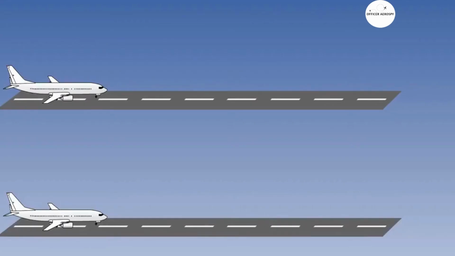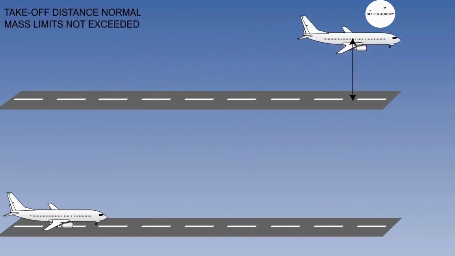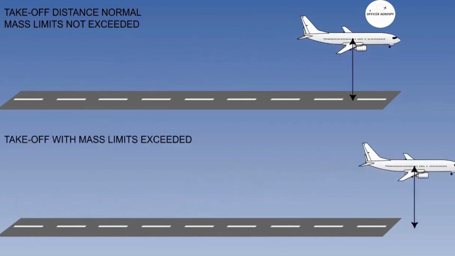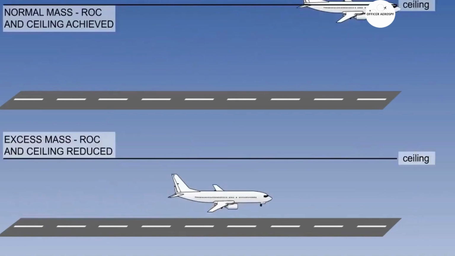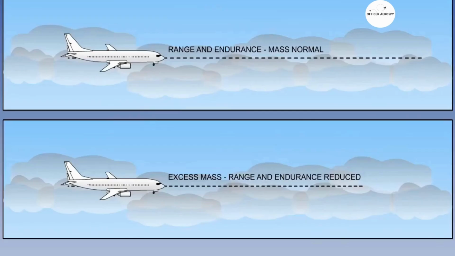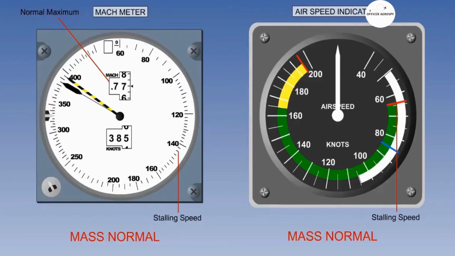for takeoff and landing. Let's understand this. The results would be limiting takeoff as well as landing distance requirements. The effect of exceeding mass limits will result in the rate of climb and the ceiling of the flight level being reduced. Another effect of the mass is reducing the airplane's range as well as the endurance. The airplane speed range will also be affected if the mass limits are exceeded, and it will reduce the maximum speed, normally the Mach number of an airplane, and increase the stalling speed, which you can see now.